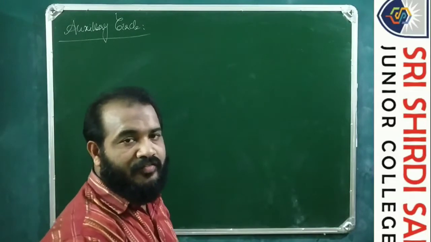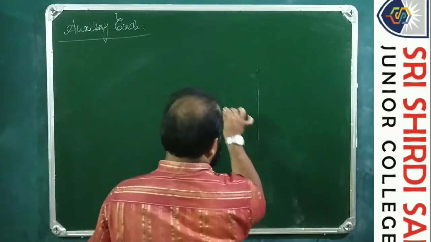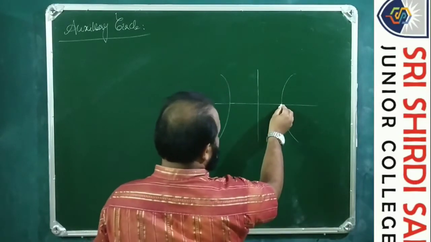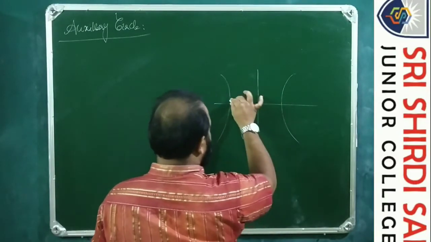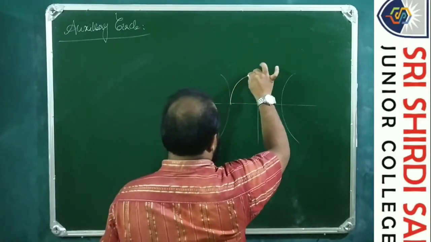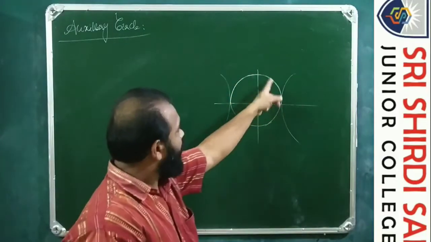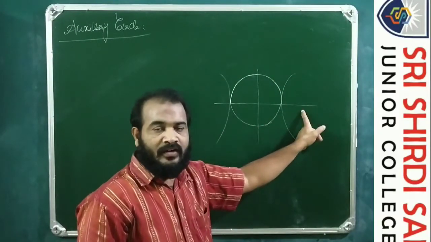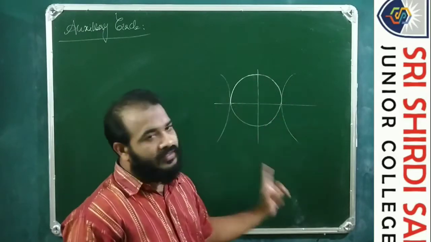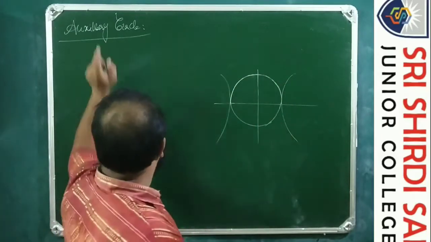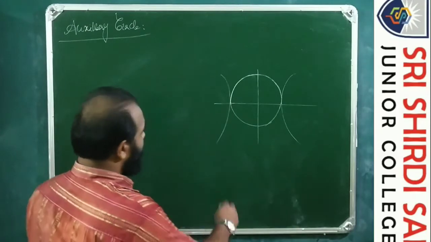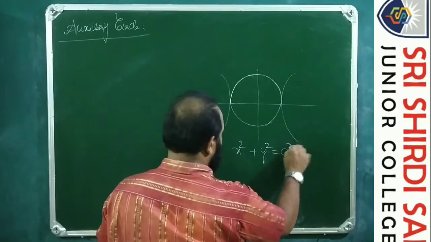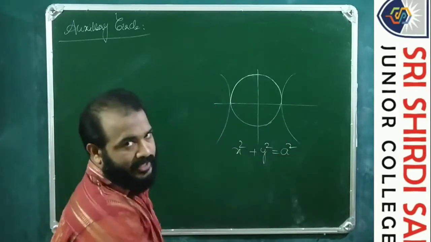Now the auxiliary circle for the hyperbola is like this. This is the hyperbola, this is the transverse axis, and for this circle the transverse axis is the diameter. So this circle is called the auxiliary circle for the hyperbola, and the equation of the auxiliary circle for this hyperbola is also x square plus y square equals a square, just like the ellipse.